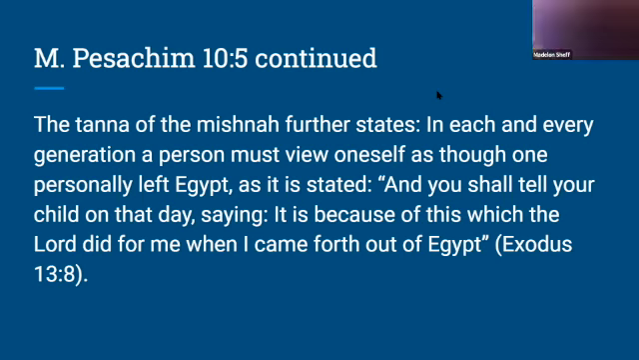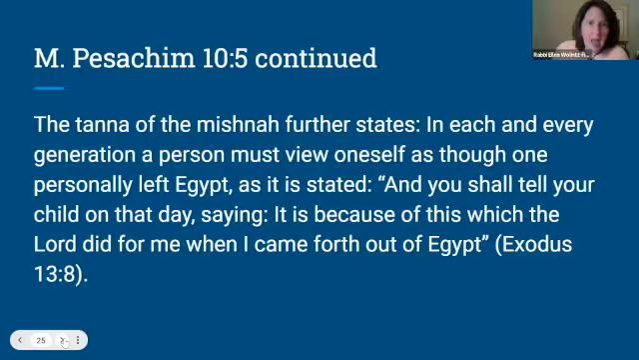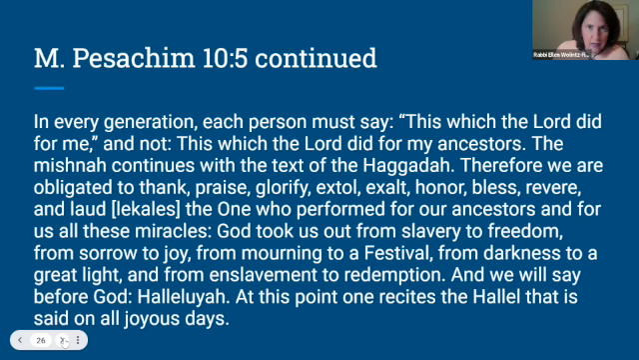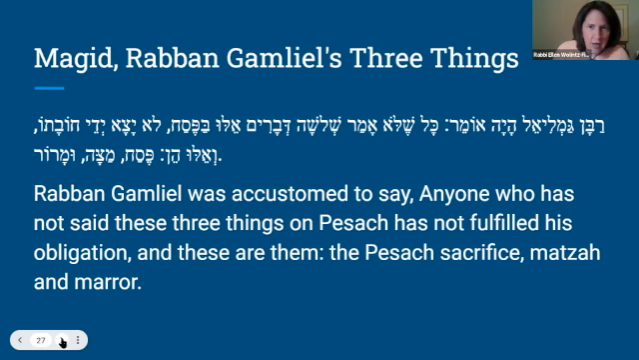The Tana of the Mishnah further states, in each and every generation, a person must view oneself as though one personally left Egypt, as it is stated, "And you shall tell your child on that day, saying, it is because of this which the Lord did for me when I came forth out of Egypt." Okay, so this was all from the Mishnah. I'm not quoting the Haggadah at this time, what we just read.